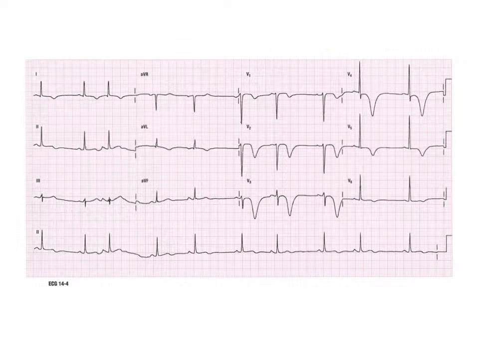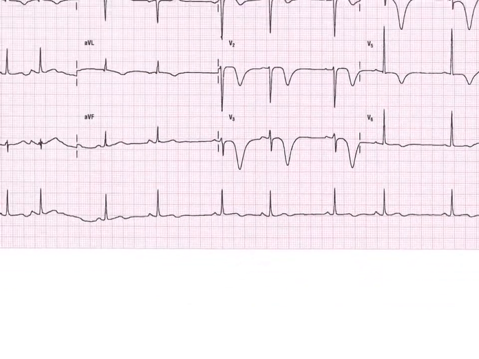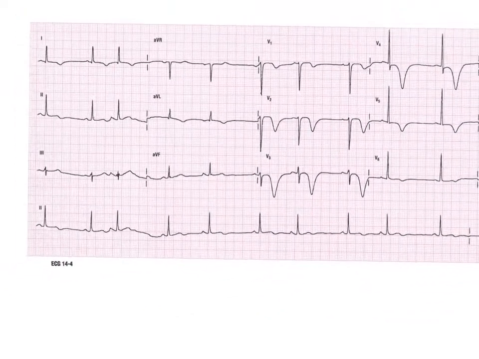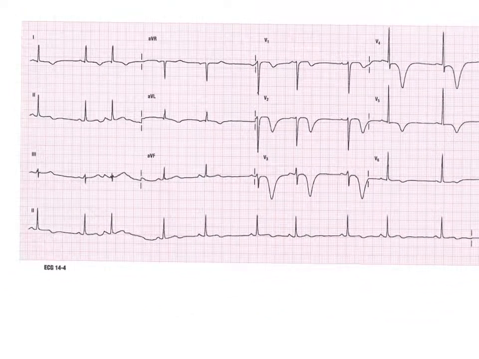Here's another one, a little more interesting this time. The rate is irregular, so I can't use my box method. I'm looking down here, and we have a rate that sometimes is quite fast, sometimes is slow. I need to look at those P waves very carefully. They're upright in 1, 2, 3, AVL, AVF, AVR is upside down.